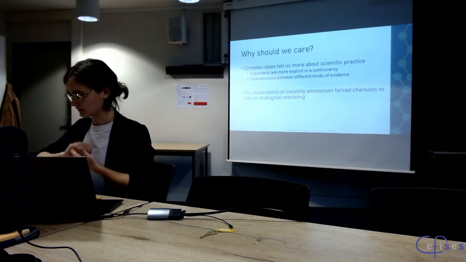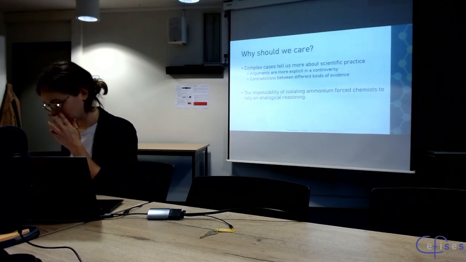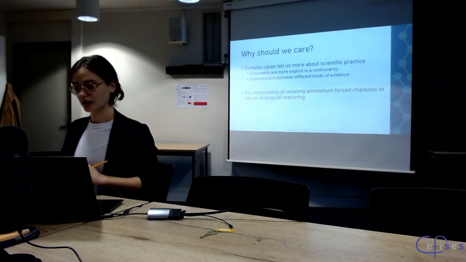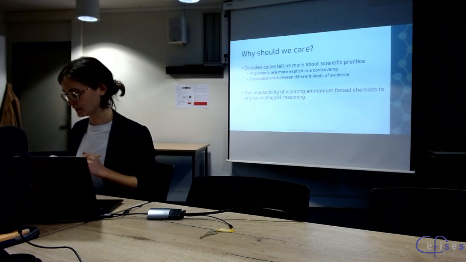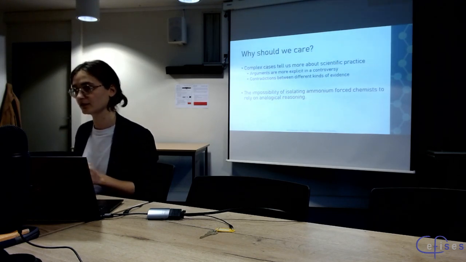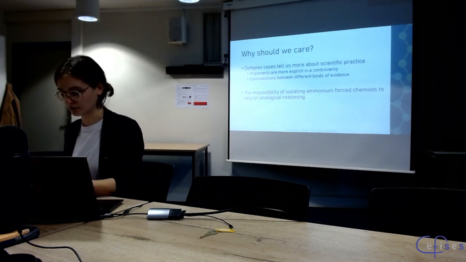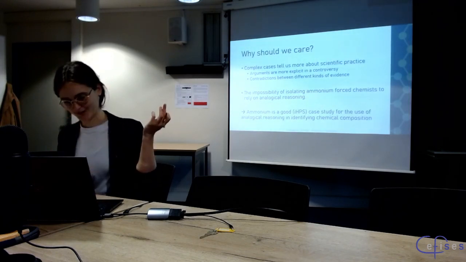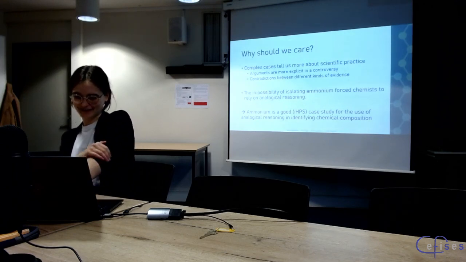Using this as an integrated history and philosophy of science and of chemistry case study, I want to argue that analogical reasoning could function as a guide in the establishment of chemical knowledge, helping chemists deal with uncertainty when there was a lot of contradiction happening. That's what I just said. It's a case study for the use of analogical reasoning in identifying chemical composition.